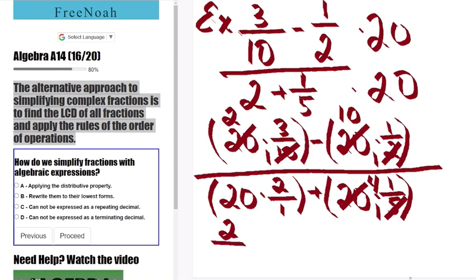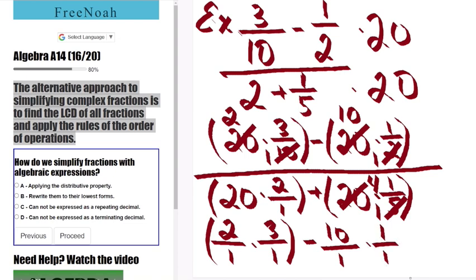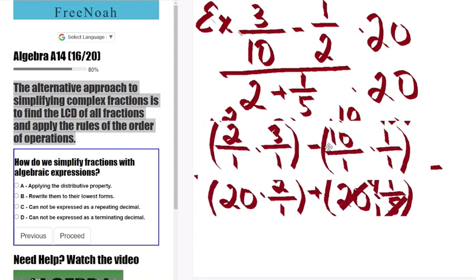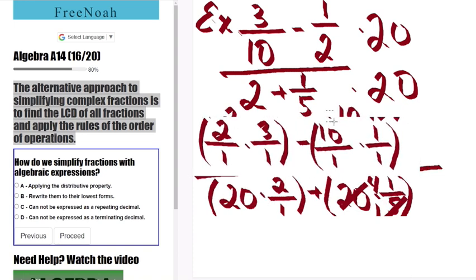Let's work on the numerator. Let's clean things up here. So now what we're left with is 2 over 1 times 3 over 1 in the numerator. Place it in parentheses here, minus 10 over 1 times 1 over 1. And let's place that in parentheses here. Now this is our new numerator. Simplified. Place it up here. The numerator of our complex fraction. Looks good. Clean it up here.